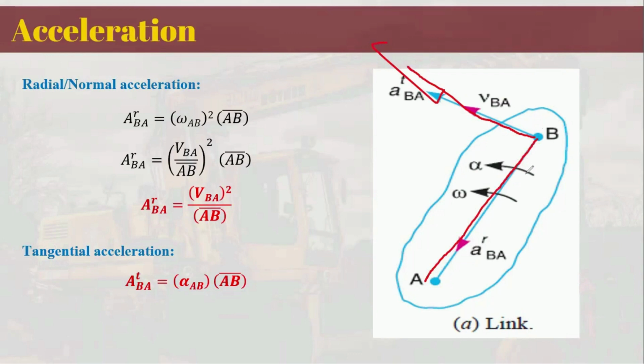You can also see here that if the angular acceleration and angular velocity are of the same sense, then this point is accelerating. If the acceleration is of the opposite sense to the angular velocity, then this point is decelerating. I hope that basic concept or component of acceleration is clear to you. Again, our normal or radial acceleration is moving towards the center, while our tangential acceleration is perpendicular to the rotating link.